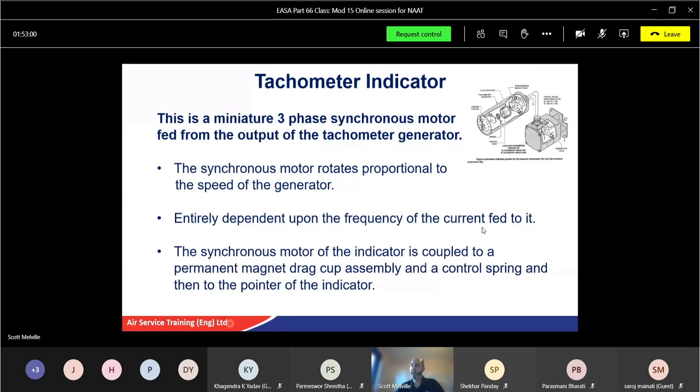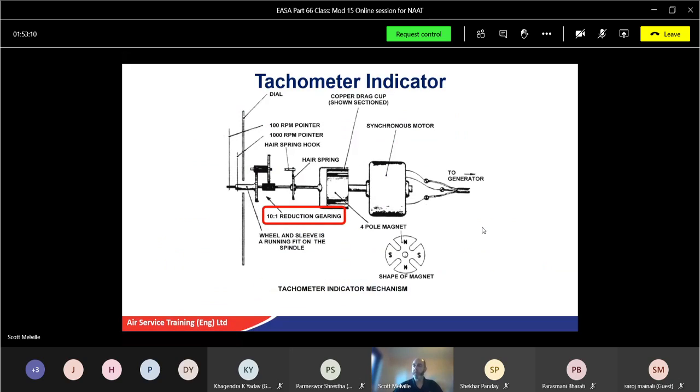The synchronous motor of the indicator is coupled to a permanent magnet, drag cup assembly, and a control spring, and then to the pointer and the indicator. Okay, so basically what you've got here is a 10-to-1 reduction gearing. So for every one revolution of the, in other words, you can call it the crankshaft, the indicator will rotate one. So you have your 100 RPM pointer and your 1000 RPM pointer. So the big pointer will go around once, 10 times to your 1000.